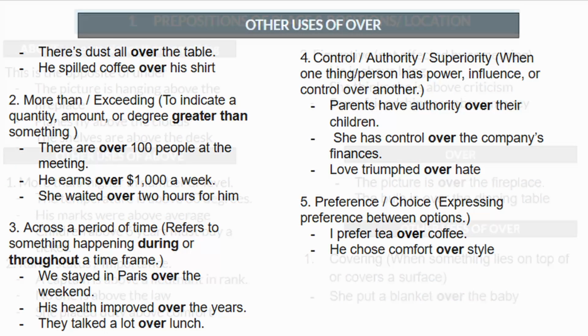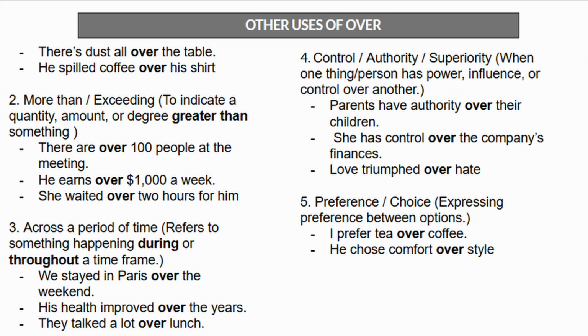There is dust all over the table. It means dust is covering the table. The last example that we have here: he spilled coffee over his shirt. You see?